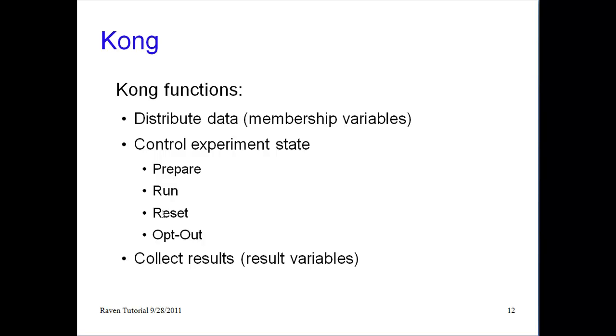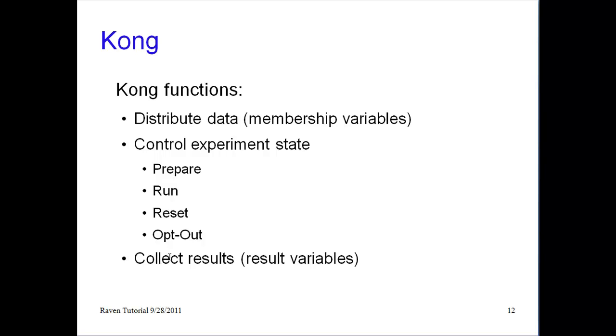For example, you might want to terminate an experiment early. And there is an opt-out state. Opt-out is what happens for nodes that are not in the experiment. So for example, you may only want to run an experiment on 5 nodes, but your slice may have 10 nodes. The nodes that would not be participating, you would put in the opt-out state.